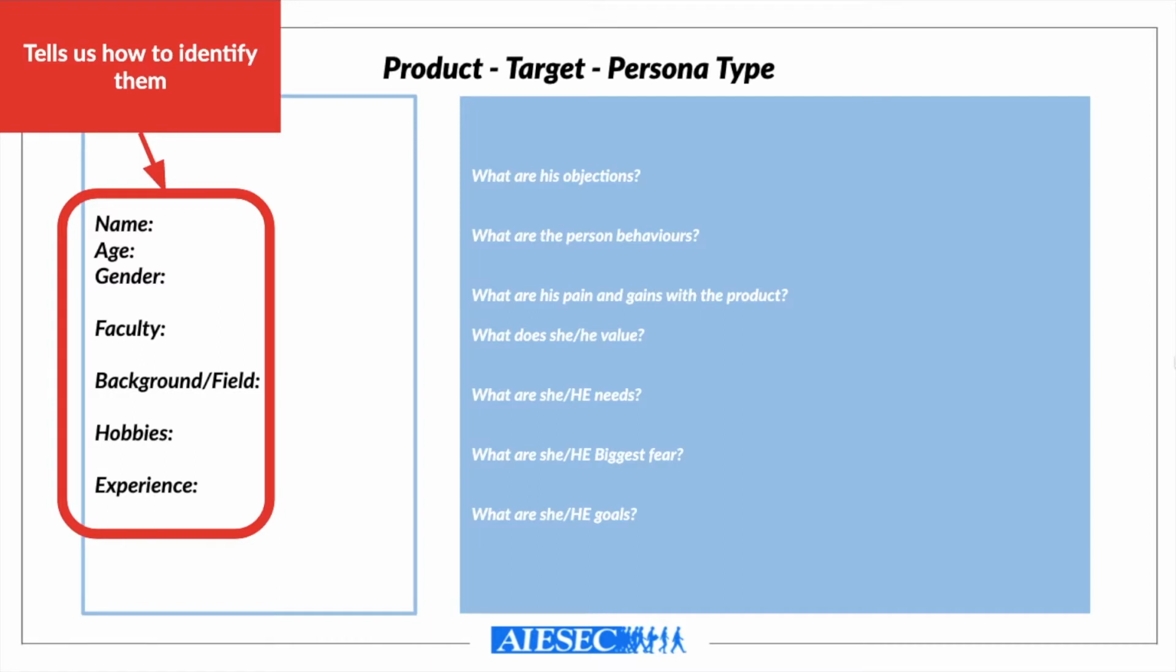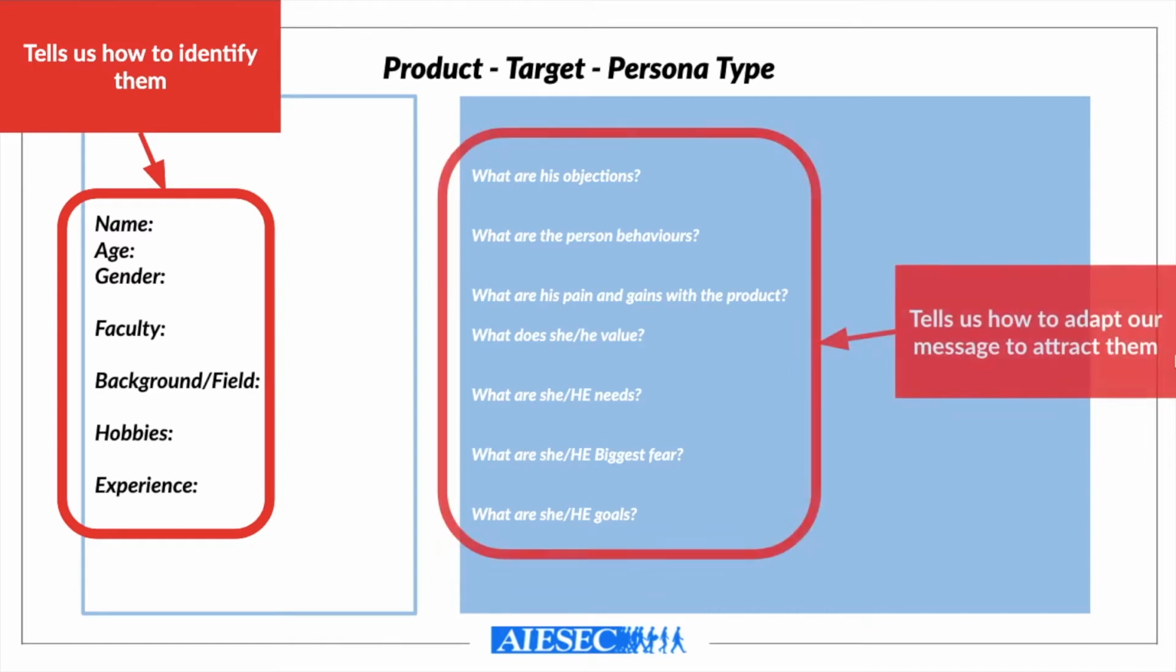This section on the left shows us how to identify them. This is when you're at a table and you're talking to somebody and you're saying, okay, what year in school are you? How old are you? Or you're asking questions like, what's your major? Or what are you interested in? This helps us quickly identify who we are talking to. Then we know if they fit inside this buyer persona.